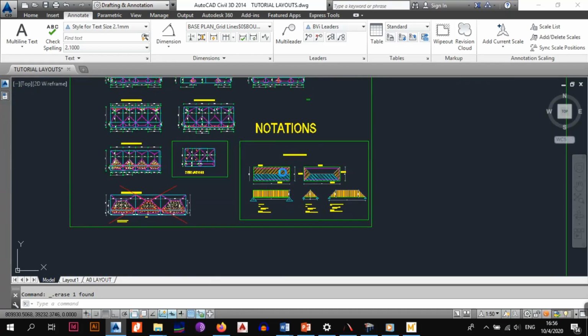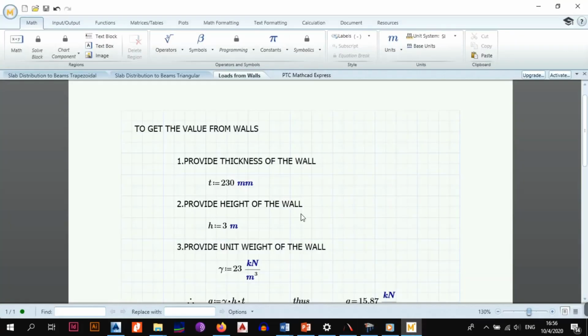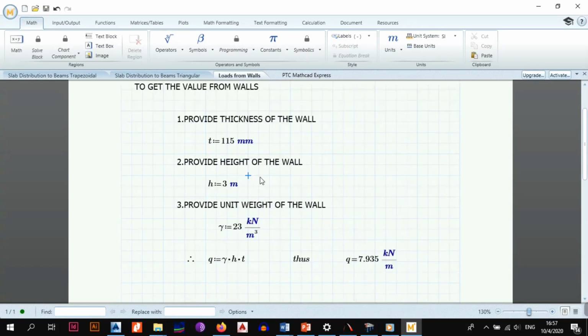So now, if you have walls over your beams, the next thing that you want to do, this is Mathcad again. All you have to do is it's a simple calculation. Provide the thickness of the wall. You need to know the thickness of the wall. In our case, it is 230, but you can actually even put it as 115. You put it as 115, and then provide the height of the wall. In our case, it was 3 meters, but you can change it as well. If you want maybe 4-meter walls, as you can see, it automatically calculates there.